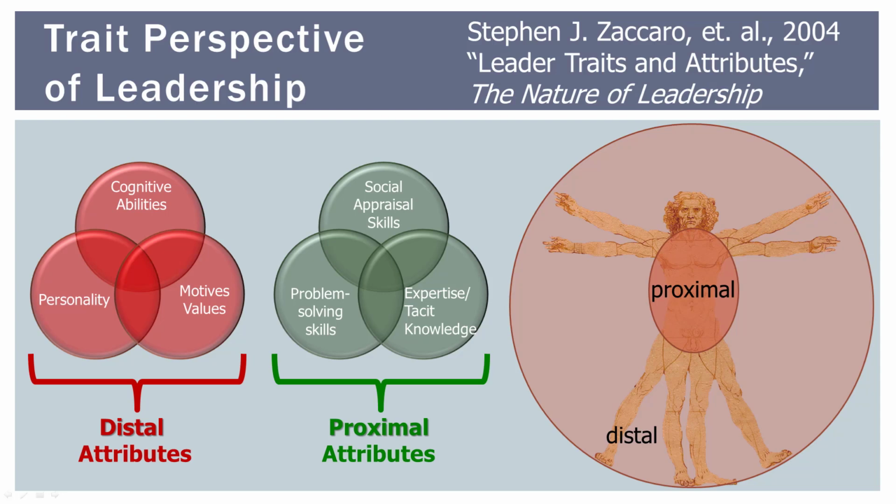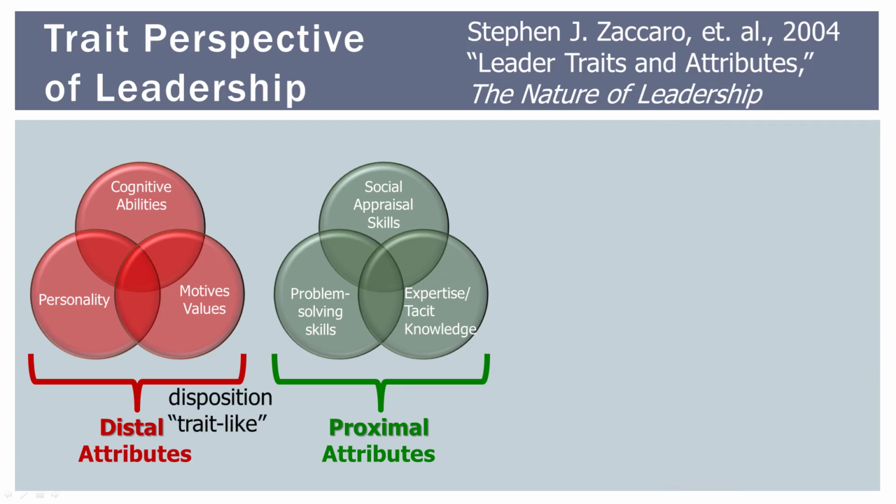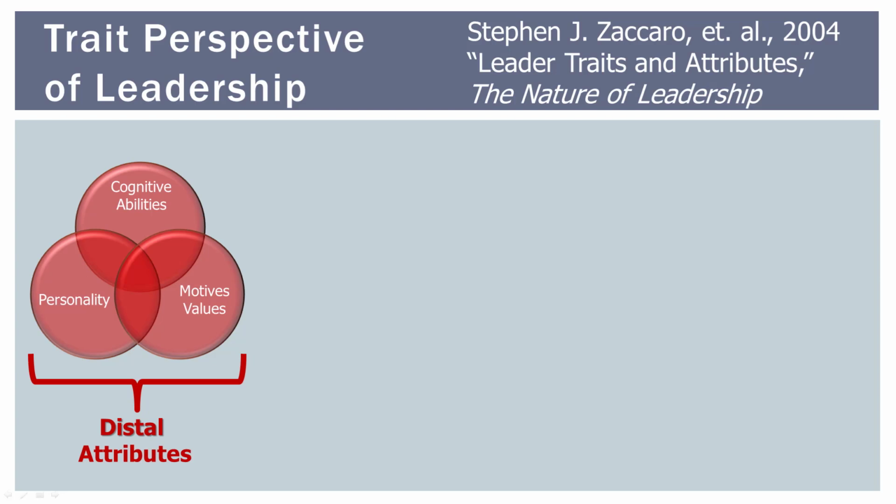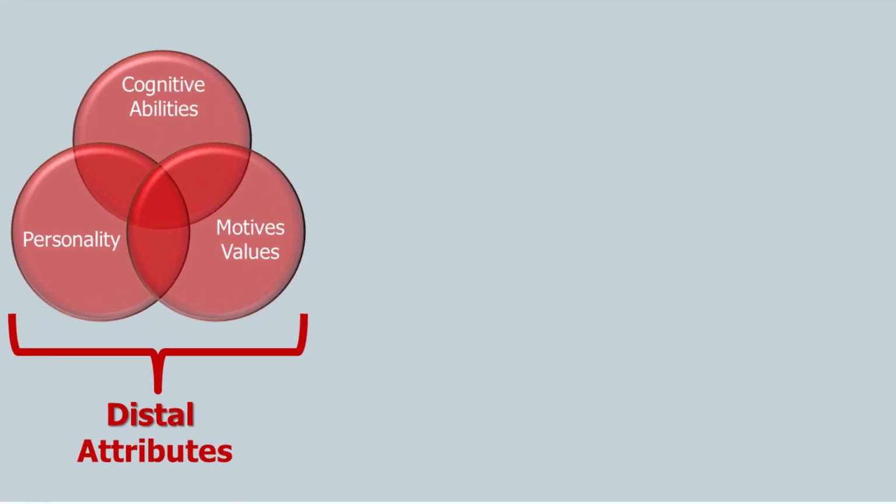Other descriptors are of distal being disposition, or trait-like, and proximal as more malleable, less of a trait, and more of a state. Let's start with distal, those attributes that are more of the person, the traits that a person brings to the situation at hand. Zaccharo broke these down into three categories: cognitive abilities, personality, and motives and values.